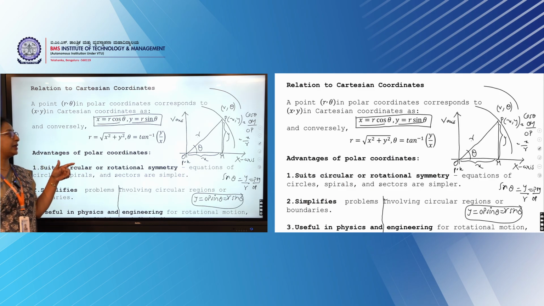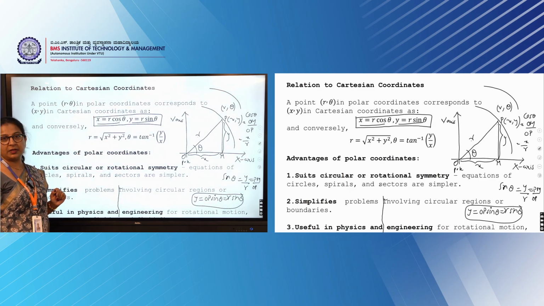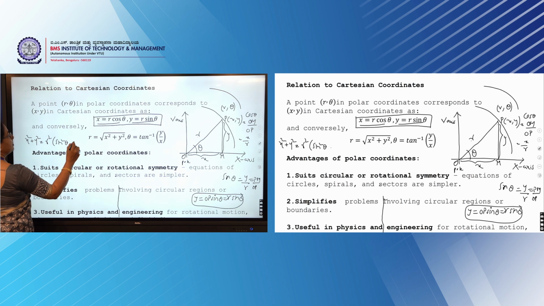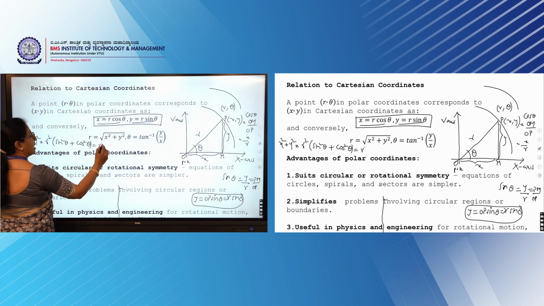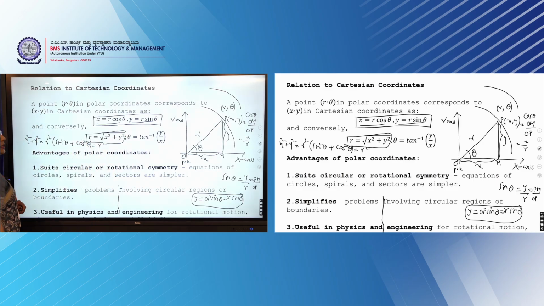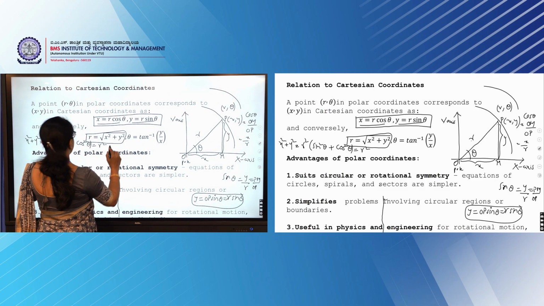Then transforming in terms of polar coordinates by squaring and adding, x square plus y square is equal to r square sin square theta plus r square cos square theta. If I take r square common, it becomes sin square theta plus cos square theta, and that is nothing but 1. So it becomes r square, and we have r is equal to under root x square plus y square.